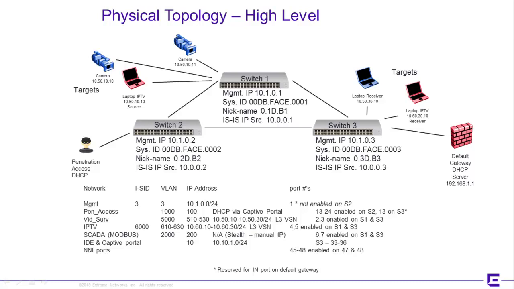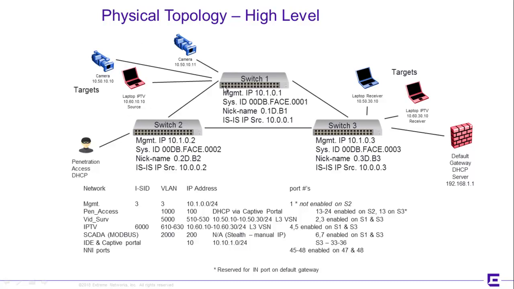So here's a quick look at a physical high-level topology. You're coming in as the penetration access, and you will get DHCP services via a default gateway that will allow you access out to the internet and give you complete access to whatever you need to get or access. The targets are listed above.